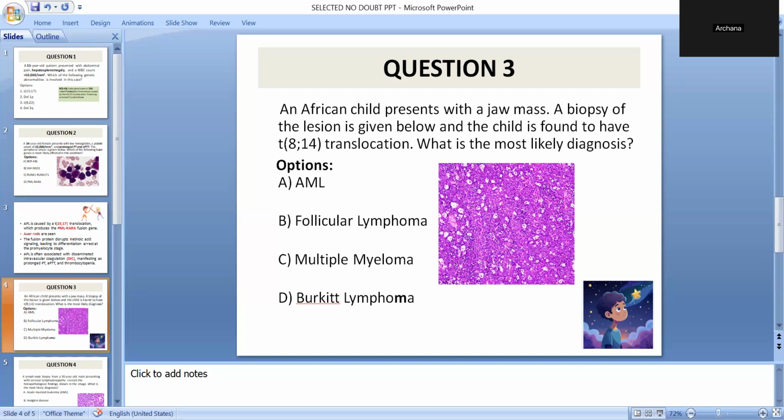Out of follicular lymphoma and Burkitt's lymphoma, follicular lymphoma, as the word itself says, follicles are seen in the lymph nodes. So in follicular lymphoma, we see enlargement of the lymph nodes and not a jaw mass. So even by common sense, the 3 distractors can be ruled out and the right answer is the last option, which is Burkitt's lymphoma. What are the salient points about Burkitt's lymphoma?